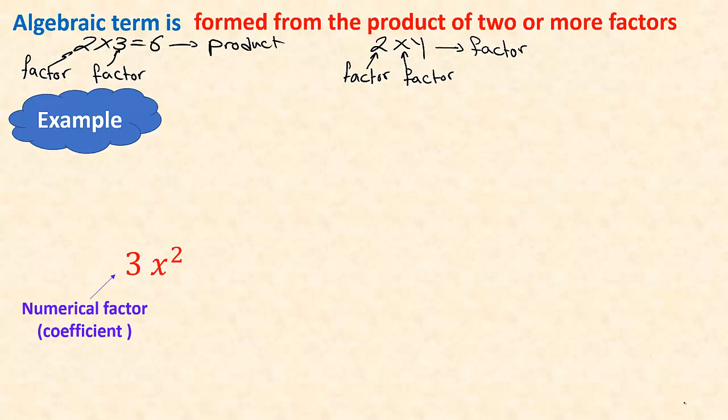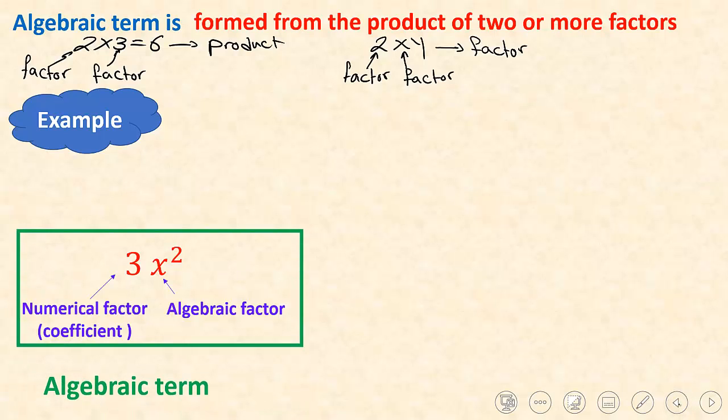And when I have a factor as a variable or containing letters like x, y, a, b, and so on, I call this factor an algebraic factor. And 3x squared altogether is called an algebraic term. Why? Because it consists of the product of two or more factors. I have here 3 as a numerical factor and x squared as an algebraic factor.